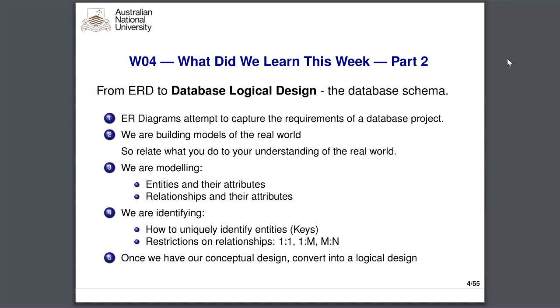Just like the 7 bridges problem, this diagram helps us identify what is going on, somehow mathematically. So we are building models of the real world. Relate what you do to your understanding of the real world, just like with the 7 bridges problem, or other problems where you may want to draw some lines on your paper and try to understand it better.